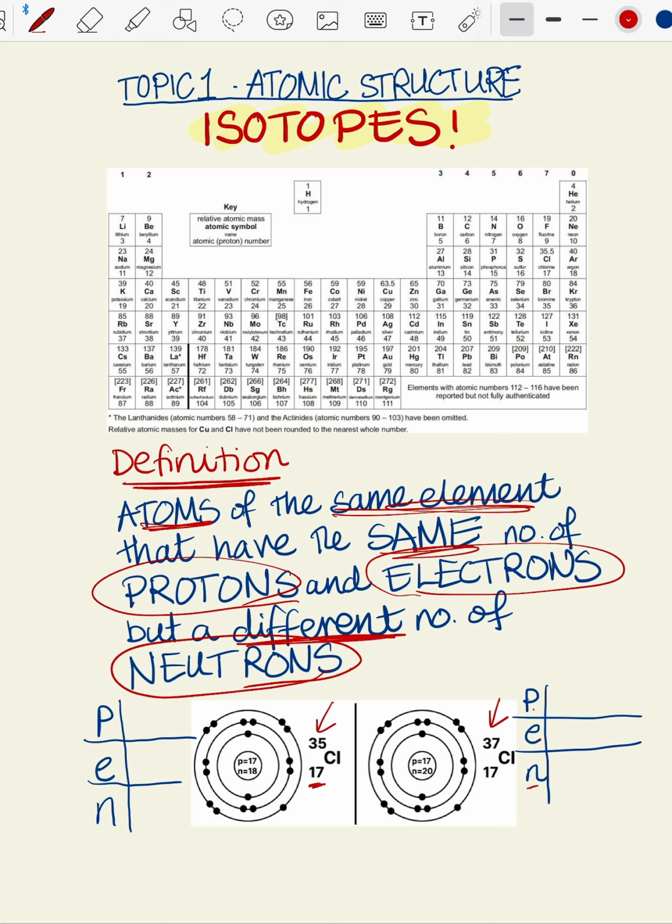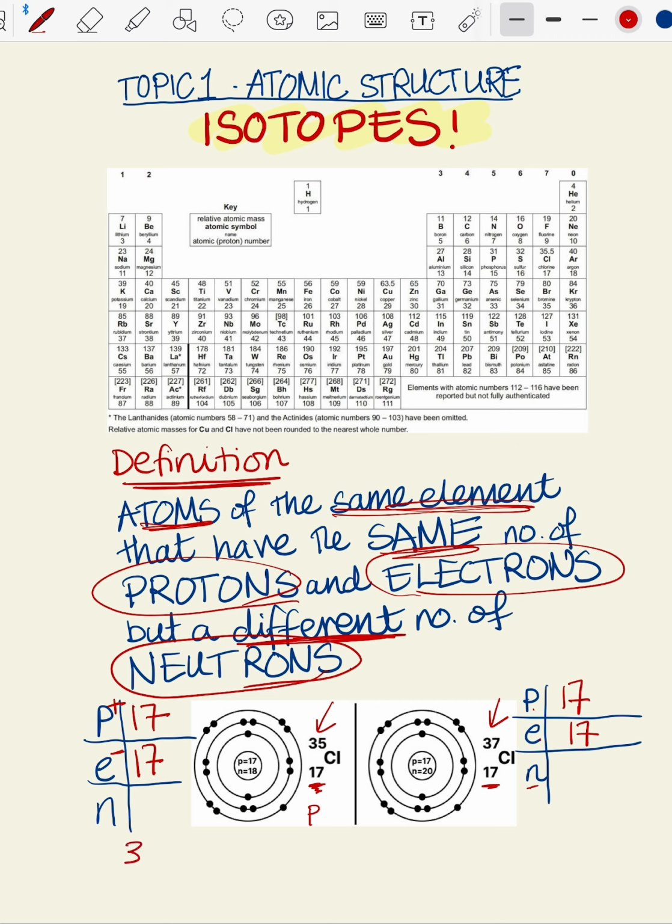So let's see if we can work out the number of protons, electrons and neutrons for each of these. Remember, the bottom number is your atomic number and tells you the number of your protons. So in this case for chlorine 35 you have 17 protons and 17 electrons, because remember your number of positive charges must equal your number of negative charges. Same for chlorine 37, it has 17 protons and 17 electrons.